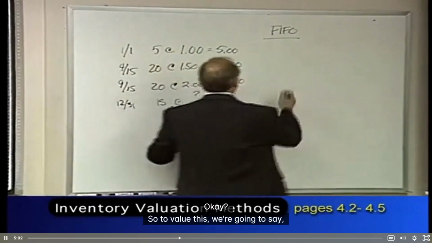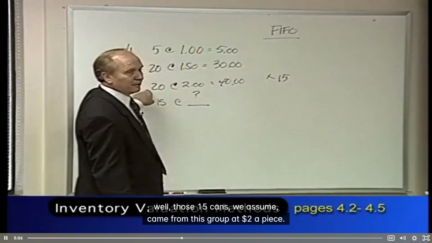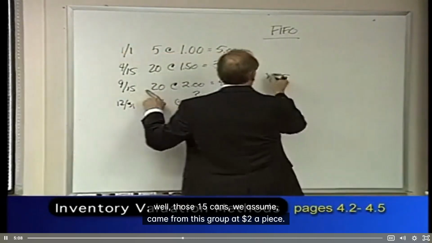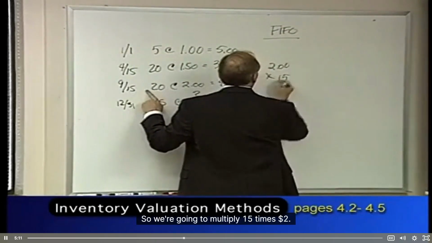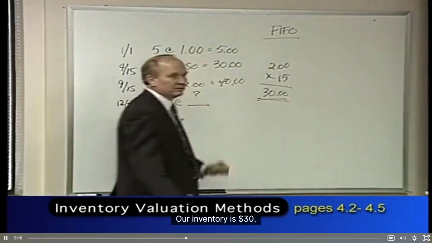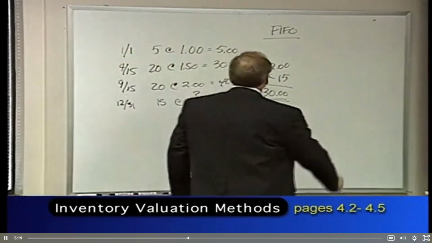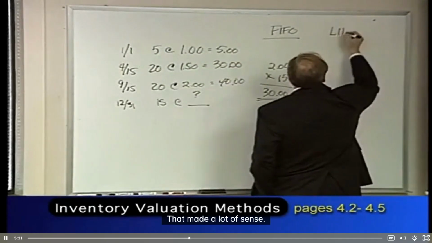Okay? So to value this, we're going to say, well, those 15 cans we assume came from this group at $2 a piece, so we're going to multiply 15 times $2. Our inventory is $30. Okay? That made a lot of sense.